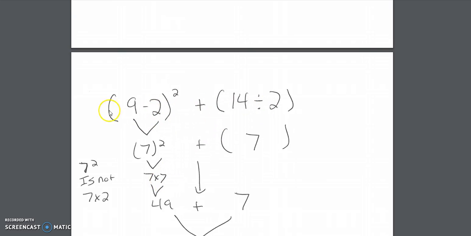So as you work this across here, 9 minus 2 is 7. 14 divided by 2 is 7. So here's my next problem. 7 exponent 2 plus 7.